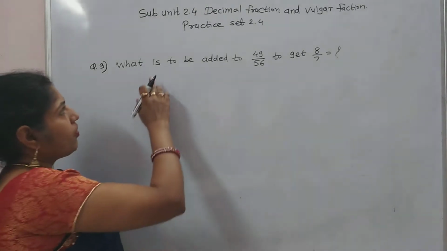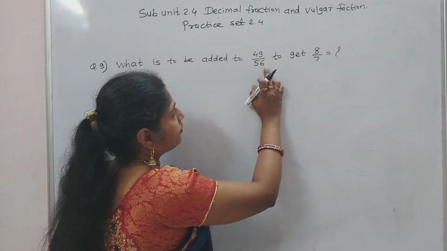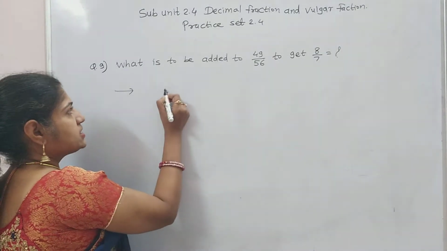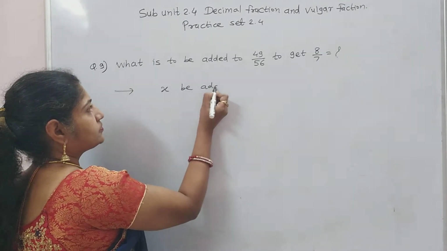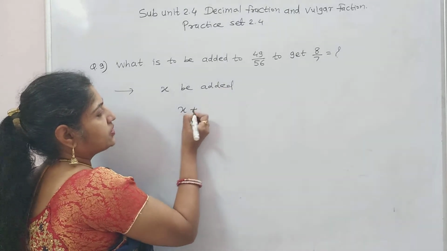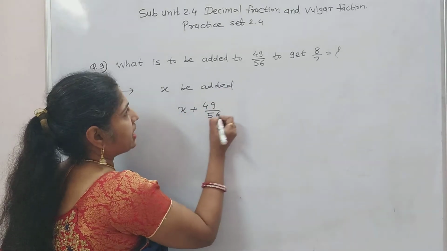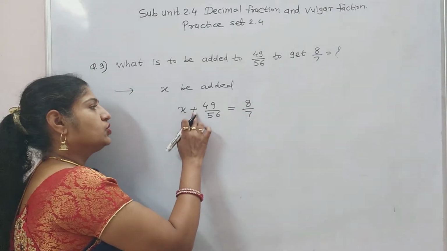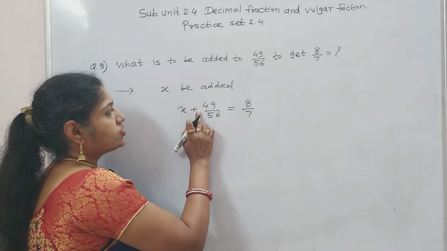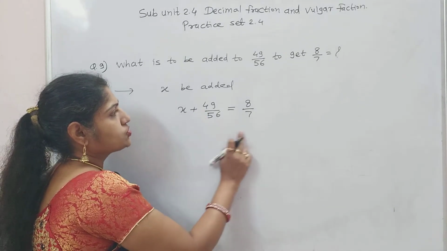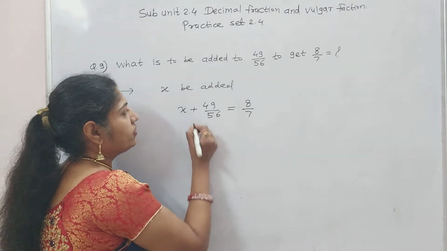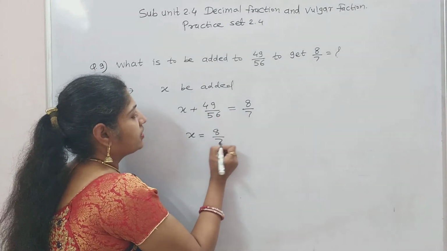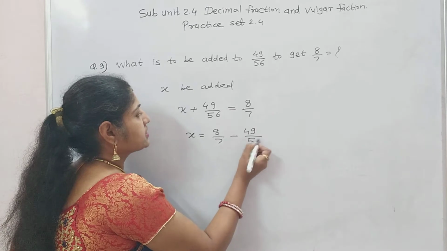Next question. What is to be added to 49 upon 56 to get 8 upon 7? Let x be added. So x plus 49 upon 56, and we get the answer 8 upon 7. We have to find the value of x. So this positive number 49 upon 56 goes to negative. X equal to, when we change the side, change the sign also. 8 upon 7 minus 49 upon 56.